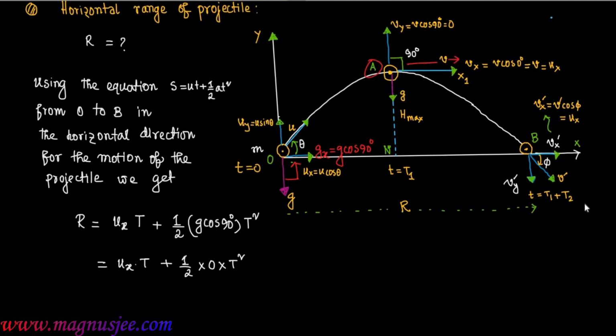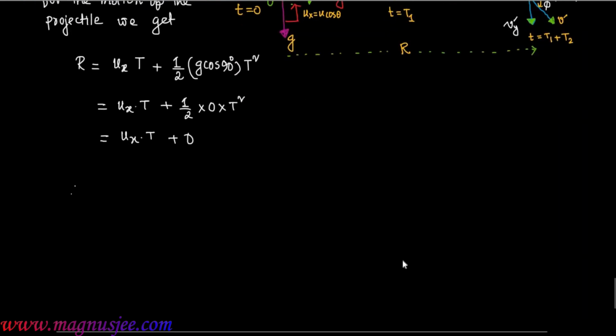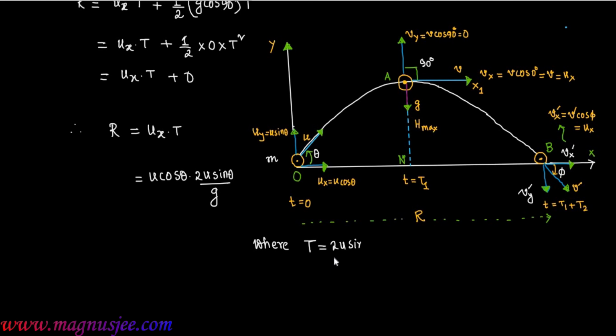Now at the point A, or at the highest point A, the projectile has a velocity v along the tangent axis. The vertical component of velocity v is vy, which is equal to v cos 90 degree, which will be equal to 0. Therefore, R is equal to ux into T plus 0. Therefore, R is equal to ux into capital T, where capital T is the time of flight. Therefore, R equals ux times capital T, equal to u cos theta into 2u sin theta divided by small g, where capital T is the time of flight, which is equal to 2u sin theta divided by g.